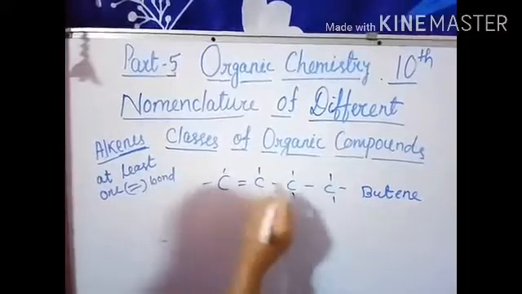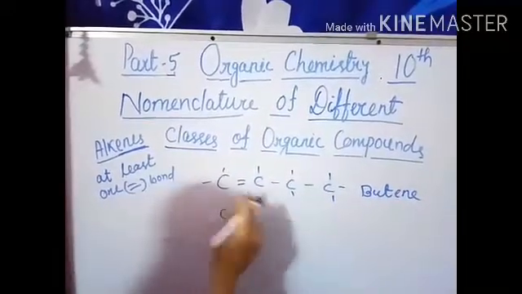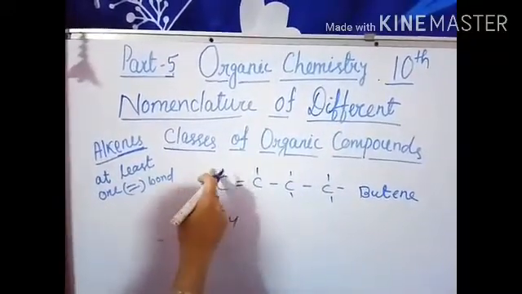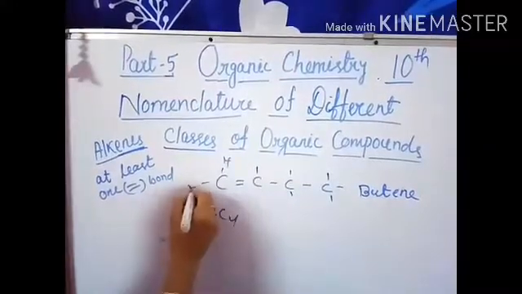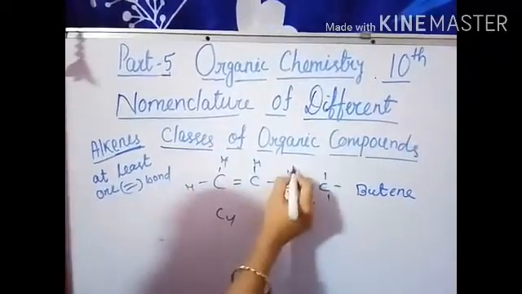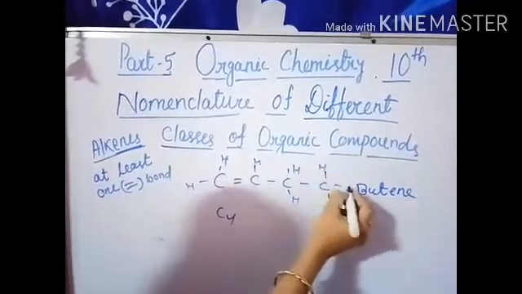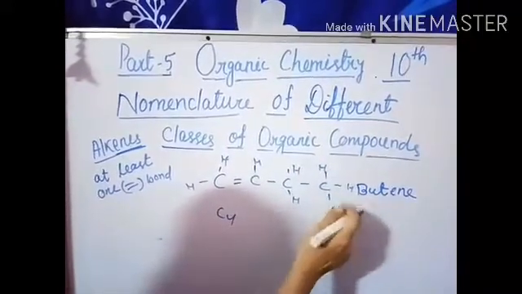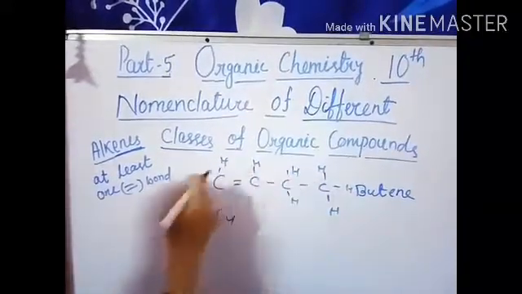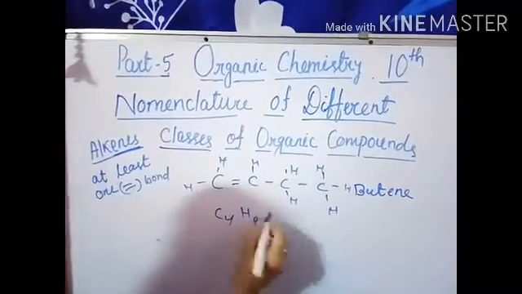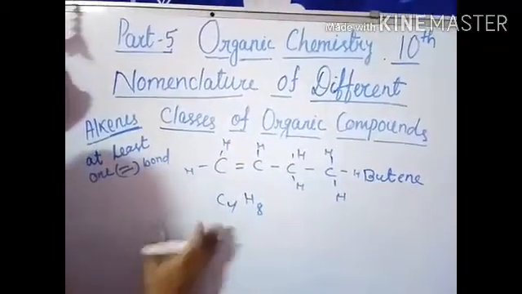So everywhere, here also, how many are you getting? C4. H, how many? 1, 2, H, H, H, H, H, H, H, H. So how many? 1, 2, 3, 4, 5, 6, 7, 8. C4H8. Now children, let's see what you got.